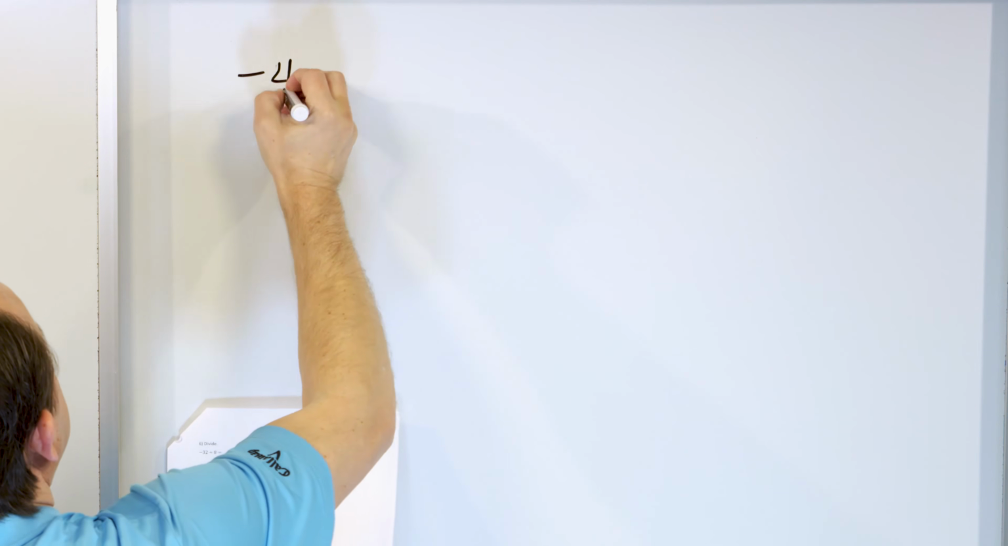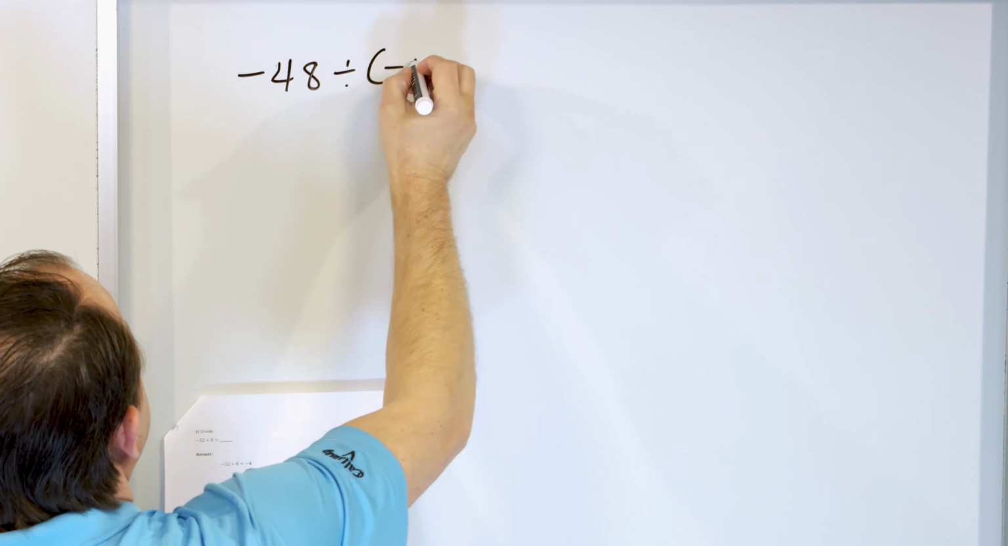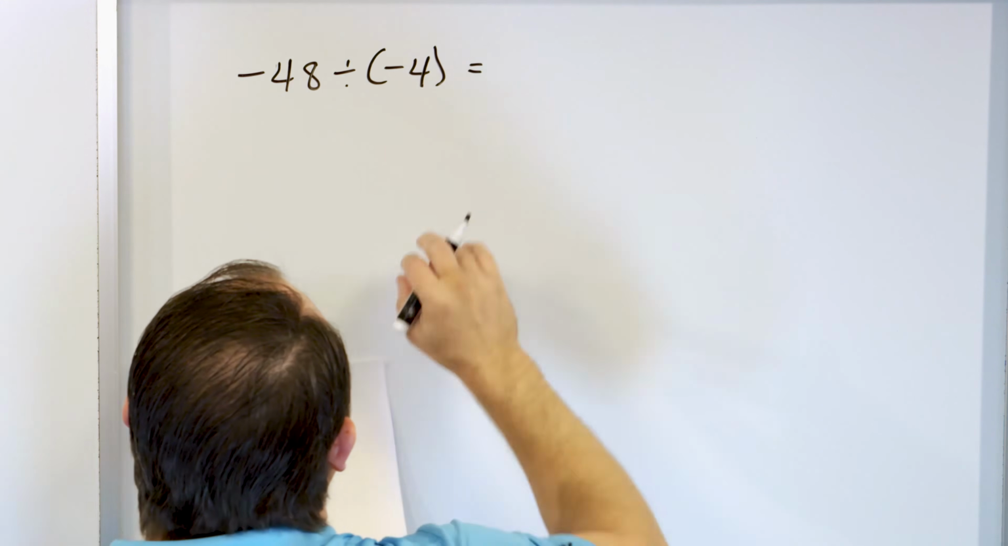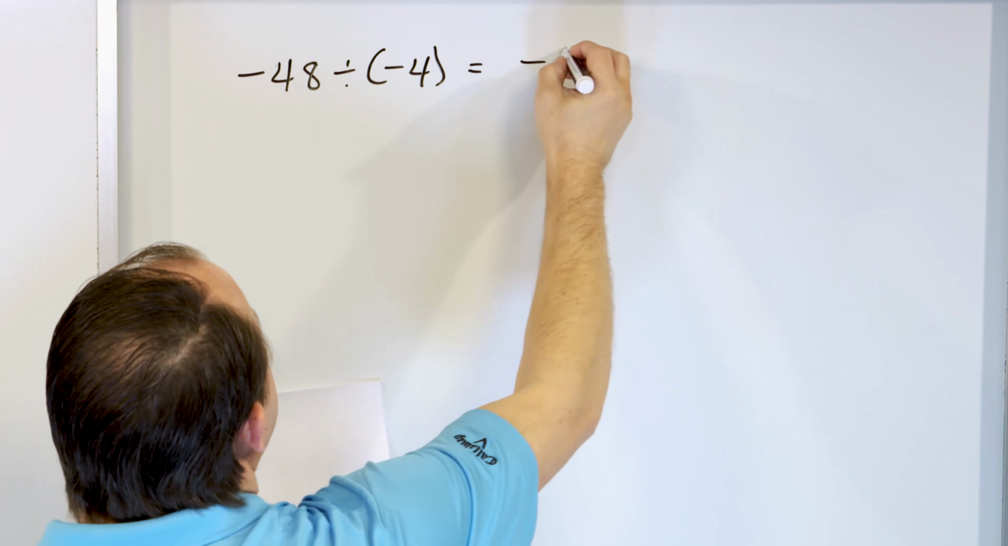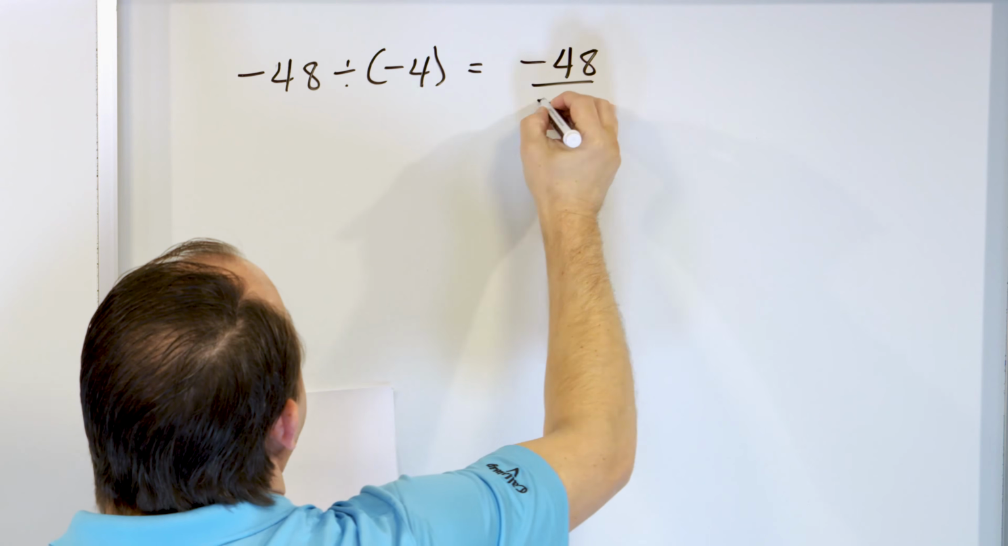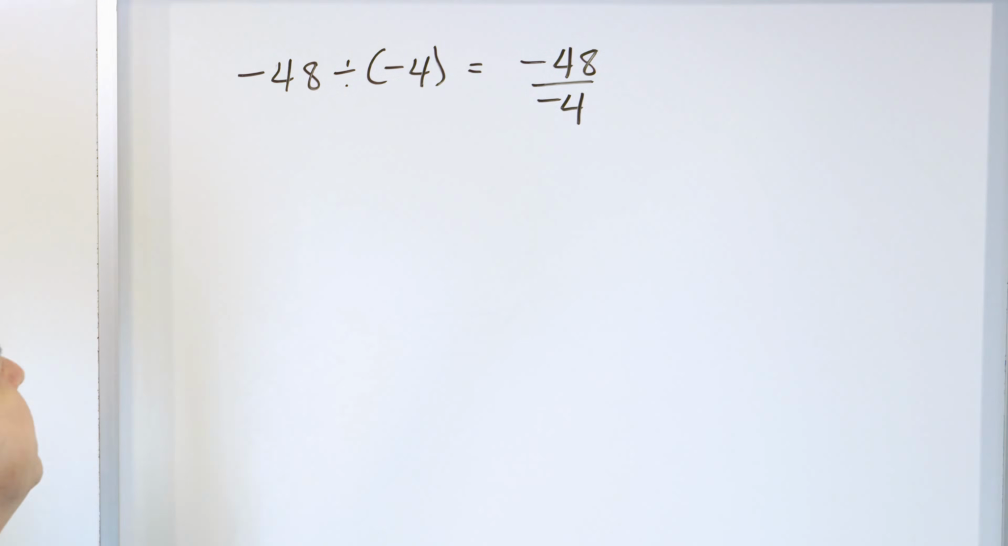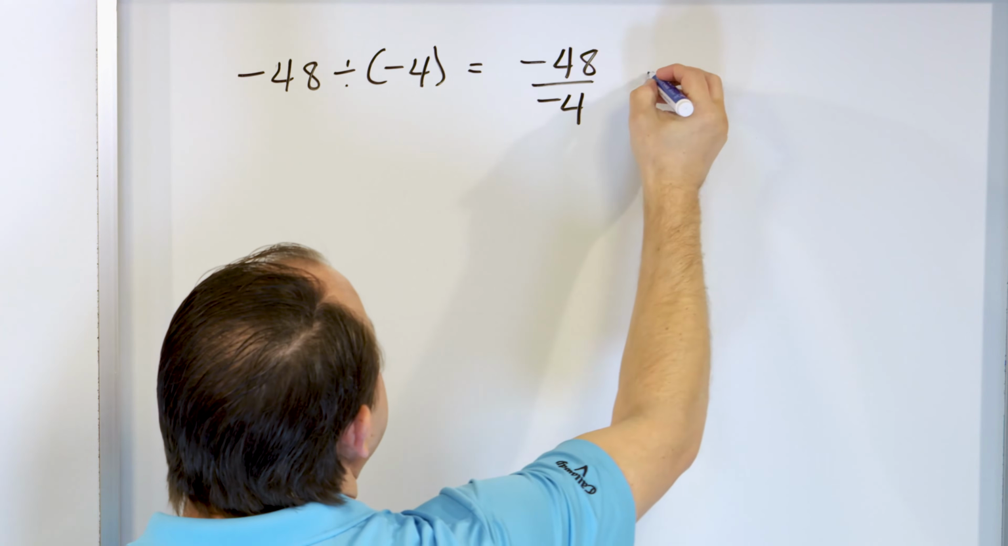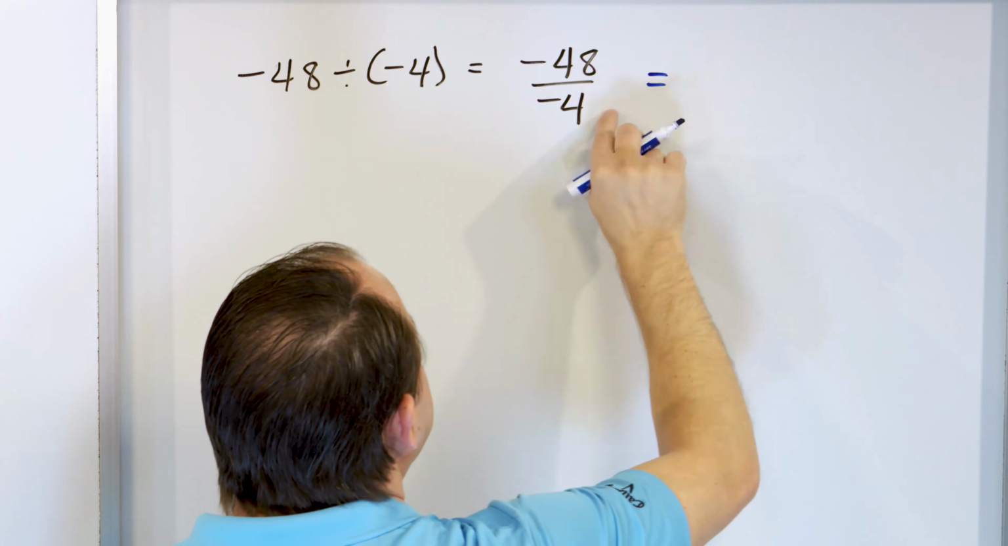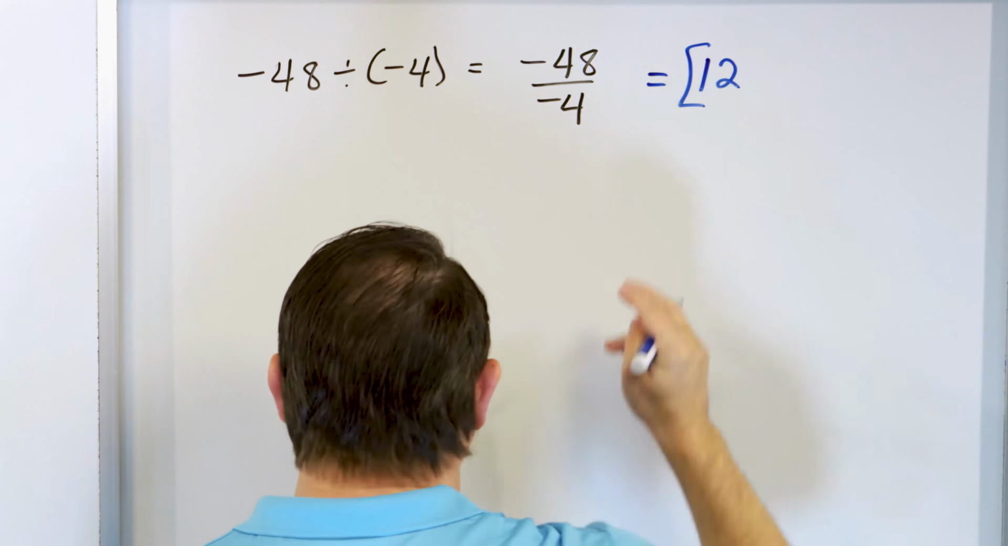All right, home stretch. This is problem number 8. Take a look at negative 48, and we'll divide that by negative 4. Again, write it as a fraction, which is negative 48 divided by negative 4. So here we have negative divided by negative, same sign, so the answer is positive. 48 divided by 4 is 12, so the answer is just positive 12.